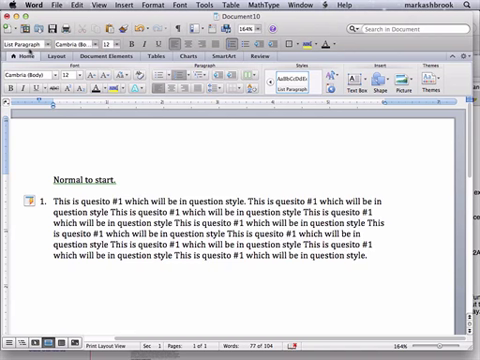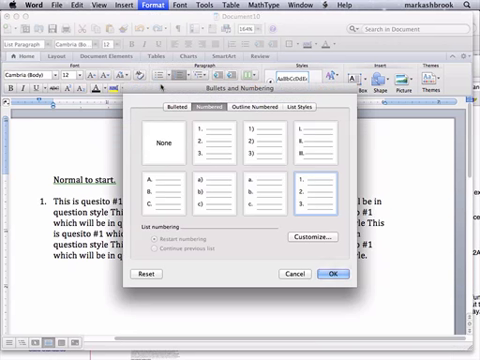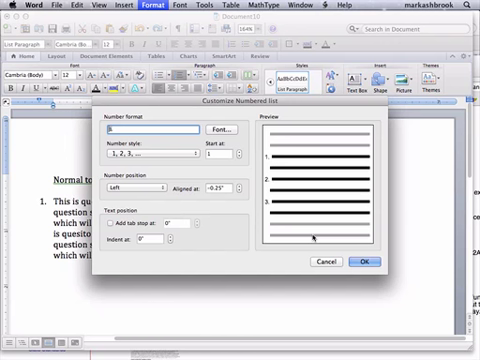So what I want to do is define this as my question style, so that the sub-style is based on the question style. When you start a new style, it'll be based on whatever style you were in before. So for instance, this style is based on the normal style. So I want to customize this. I want to go to Format, Bullets and Numbering. Okay, and I want to customize.